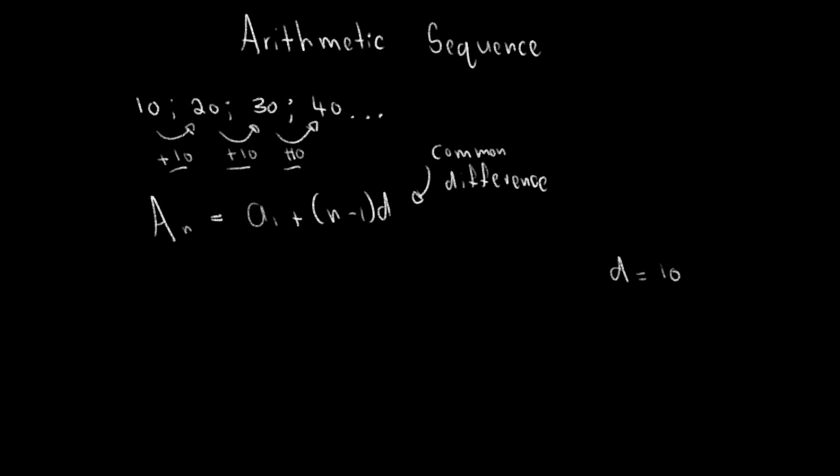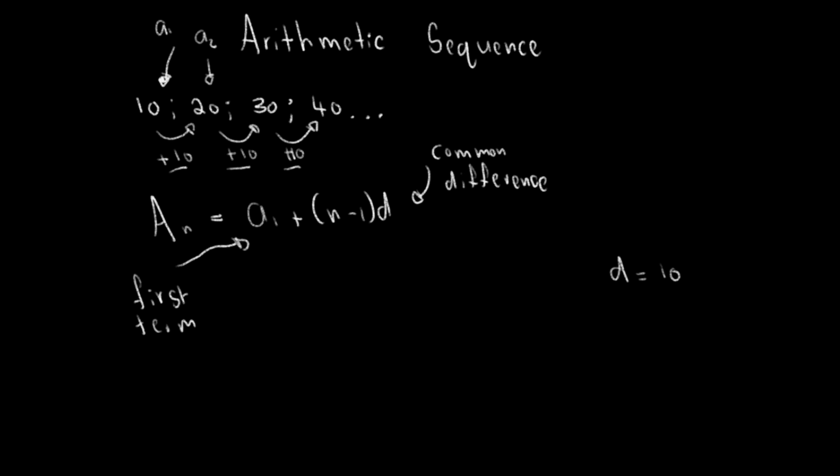Well, what about this a1? This a1 would be considered the first term of the sequence. So we can look at where the sequence started. Well, the sequence started at 10. So that would be a1. Now we can continue this pattern by looking at the second term. That would be a2, a3, a4, and so forth.